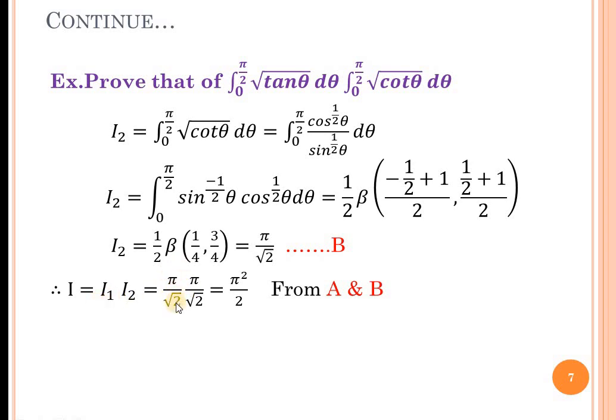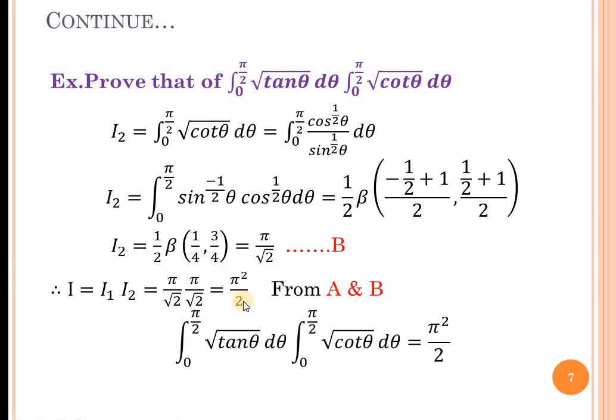Now my I becomes I1 into I2. The value of I1 is pi upon root 2, and the value of I2 is pi upon root 2, from equations A and B. So I becomes pi square upon 2. Therefore, the value of the given integration, root of tan theta d theta with limit from 0 to pi by 2 into the integration of root cot theta d theta with limit from 0 to pi by 2, is pi square upon 2.